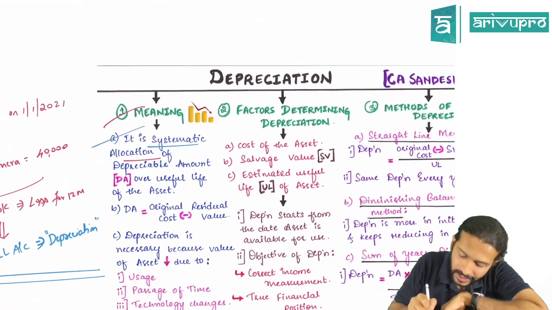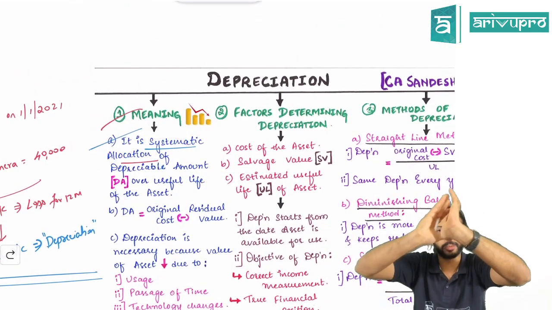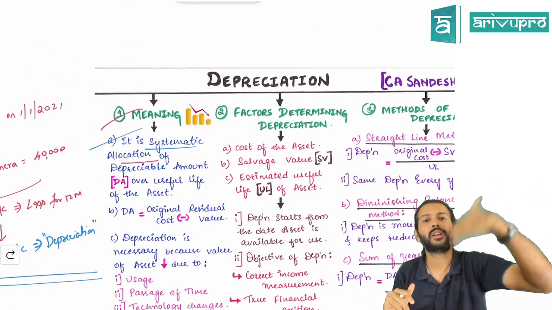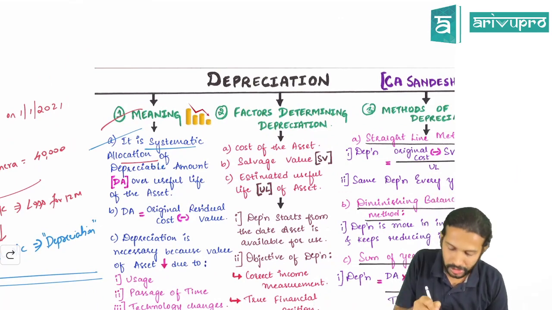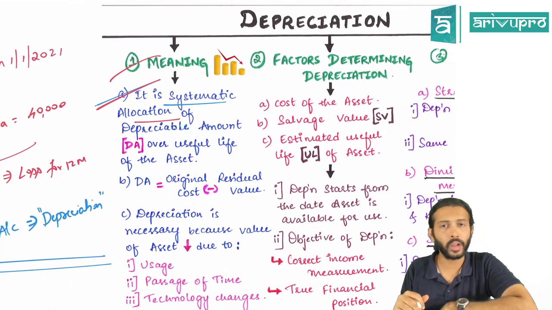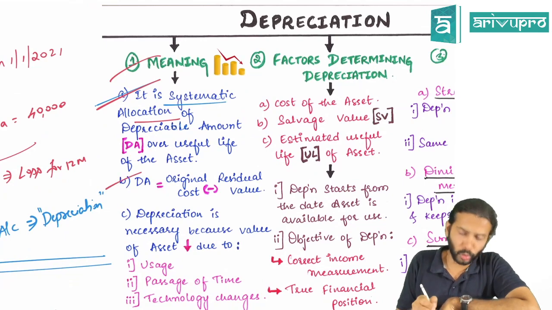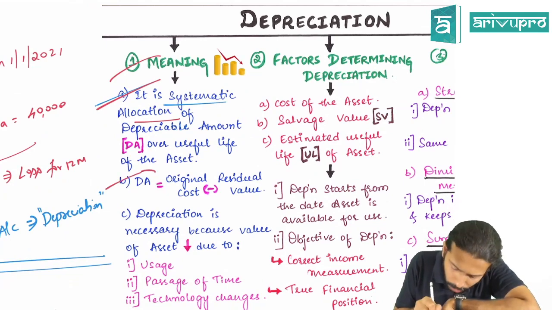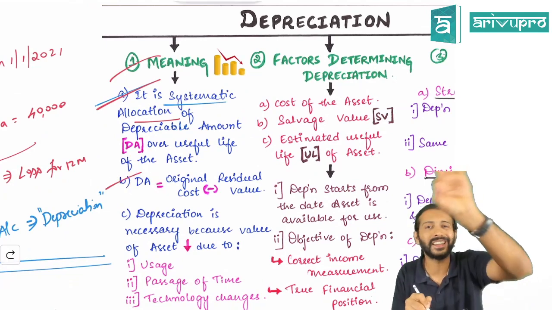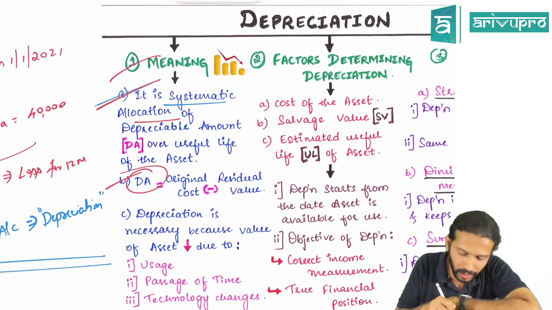That's all is the meaning of depreciation. The depreciable amount you have to allocate over the useful life of the asset. Manageable with the definition. Okay. So, what is depreciable amount? Depreciable amount, for our class purpose, we'll call it DA. DA means depreciable amount.